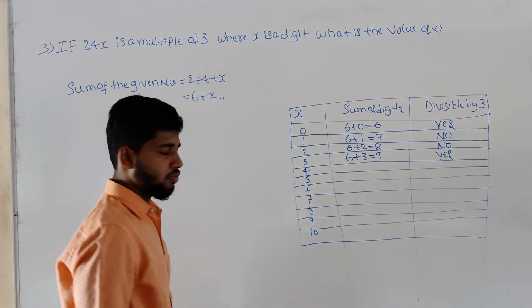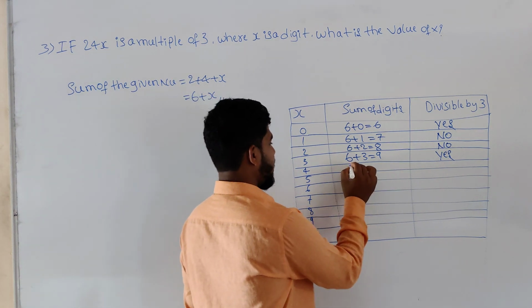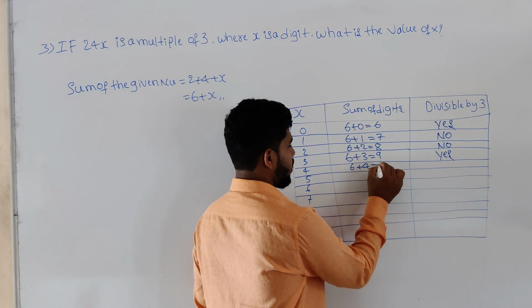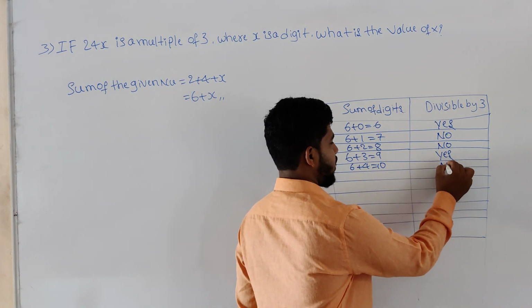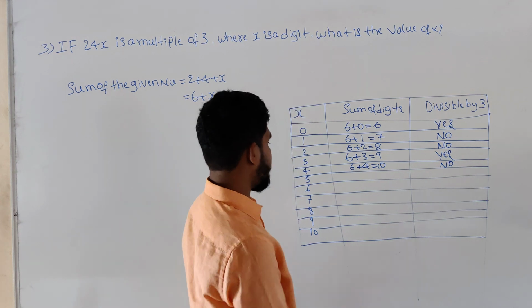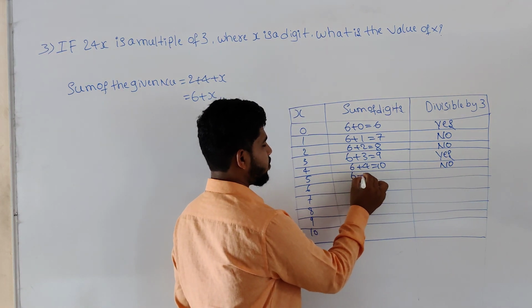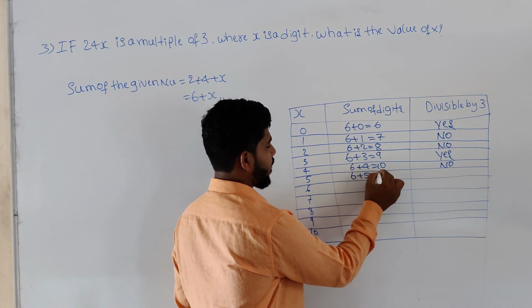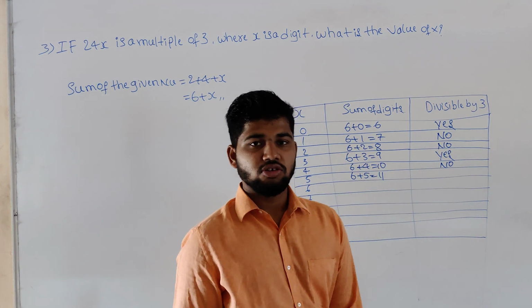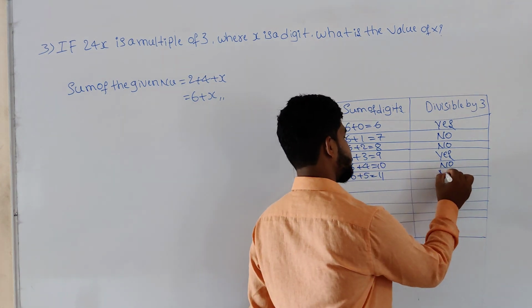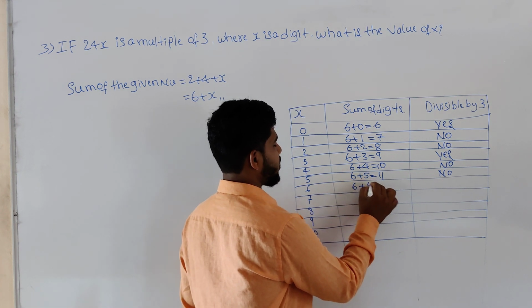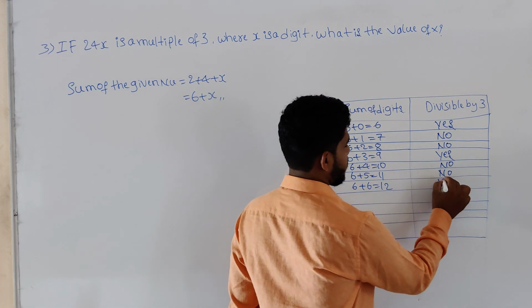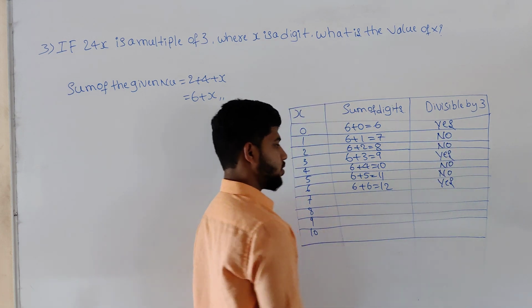Now coming to the fourth one, in the place of x, if you are putting the value 4, you are getting the answer 10. It is not divisible by 3. Now coming to the fifth one, if you are putting the value 5, you are getting 11. It is not divisible by 3. Now in the place of x, if you are putting the value 6, it is divisible by 3.